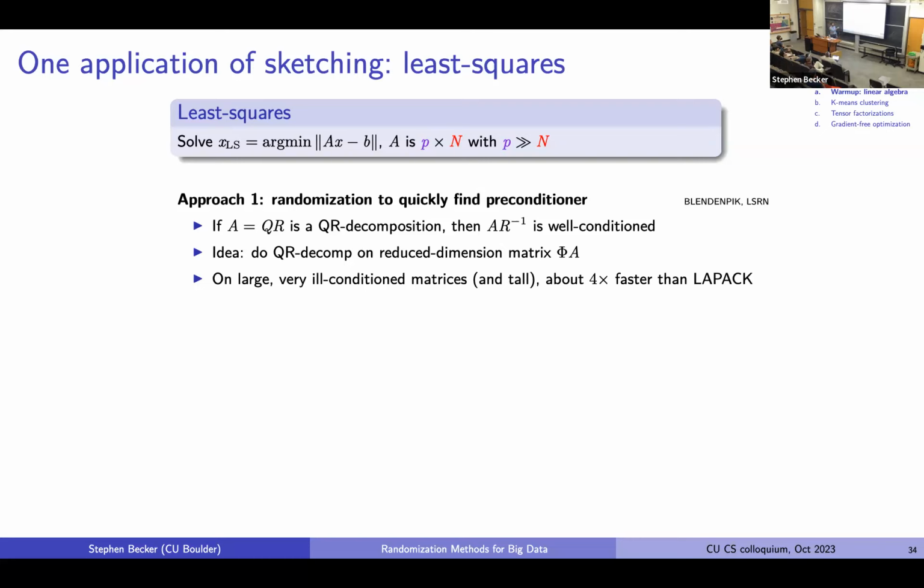And that's why I was careful about how fast phi is, because if phi was too slow to apply, then I might as well have just done a QR on A to start with. Okay, so I want phi to be fast. So now I have a small matrix, phi times A. I could do a QR on that.